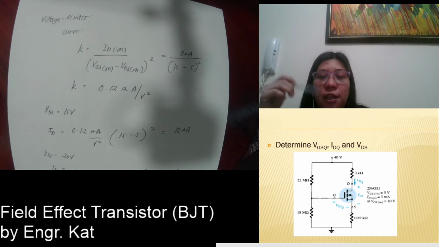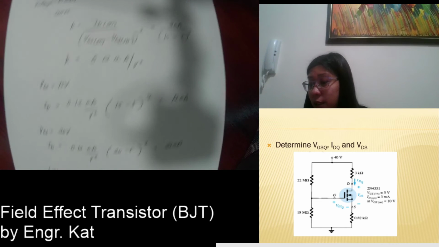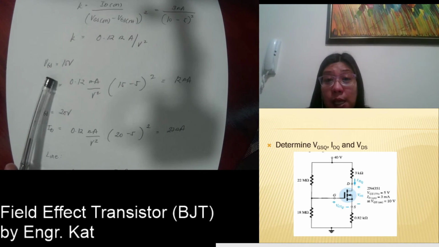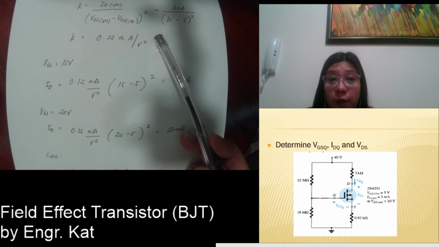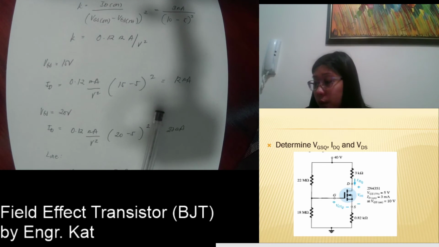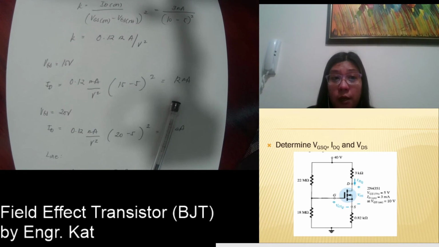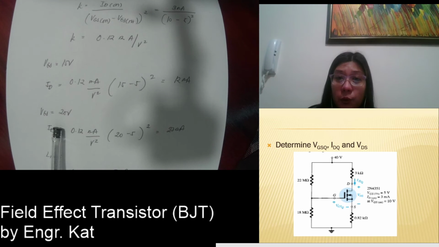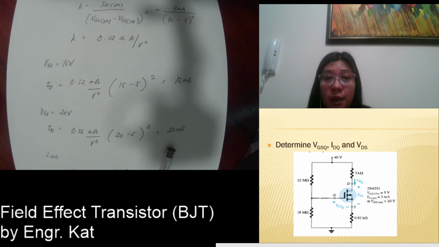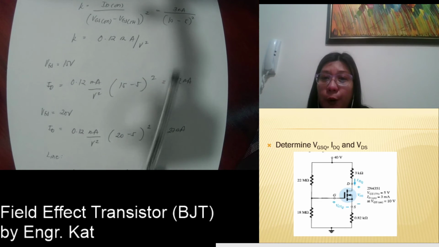So we can have additional voltages. Let us say, what if our VGS is 15? Using the value for K here, that will give us 12 milliamperes. And then when your VGS is equal to 20, that will give you 27 milliamperes. So this will be representing your curve.